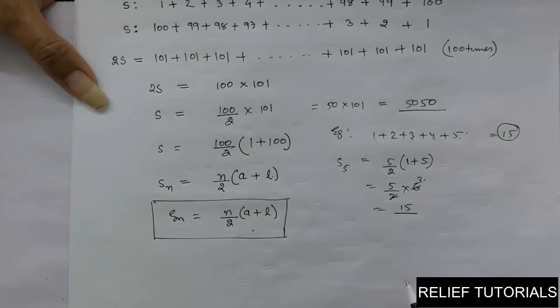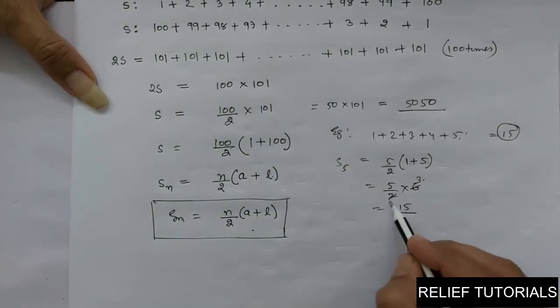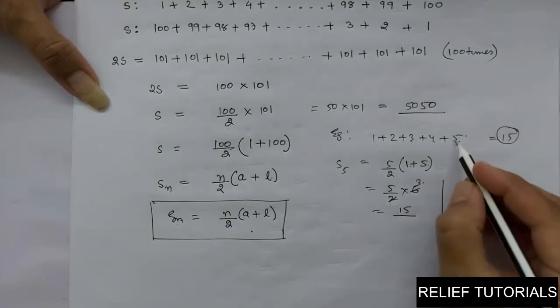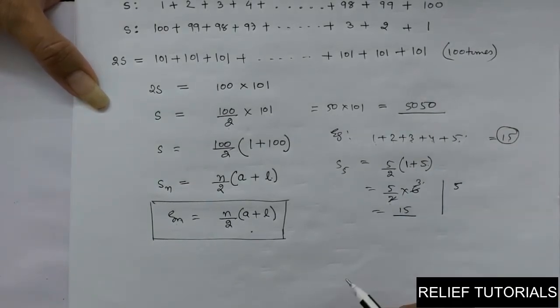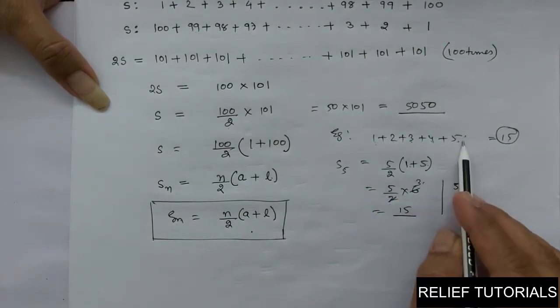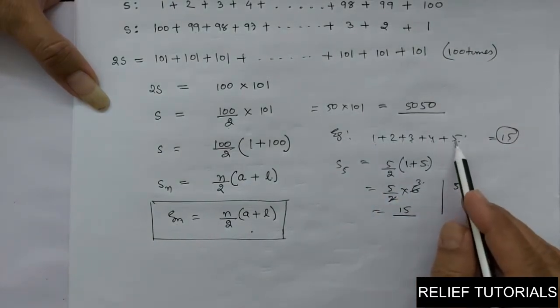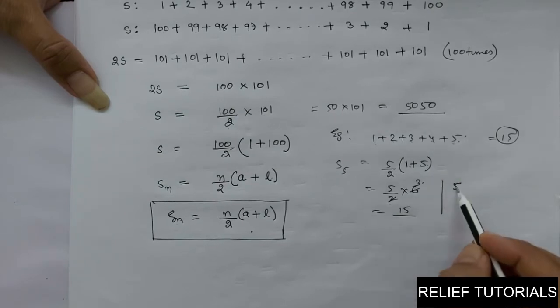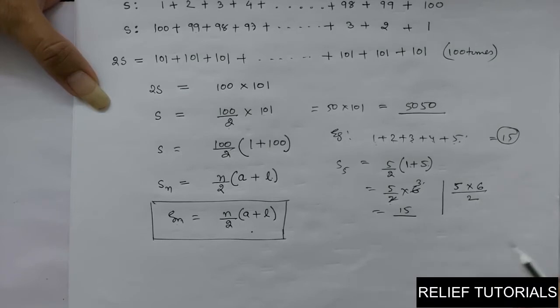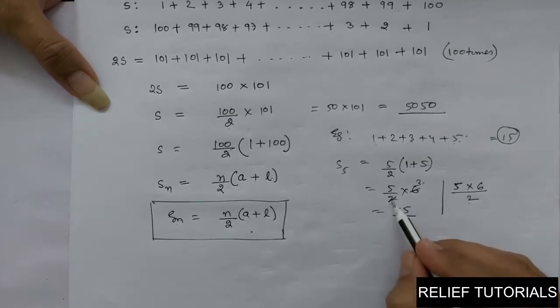Or in other words, what answer did we get? 5 into 6 upon 2. So generally, if you want to find the answer very fast, which is the last term? 5. If it is a natural number, the last term is 5. Sum of n natural numbers, sum of 5 natural numbers, the last term is 5. Which will be the natural number after 5? That is 6 upon 2. So 5 into 6 upon 2 is our answer. Have you got it?